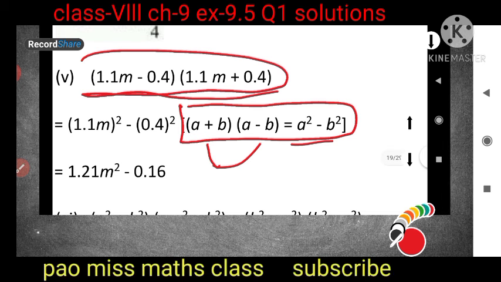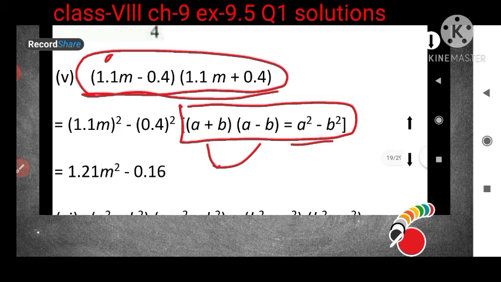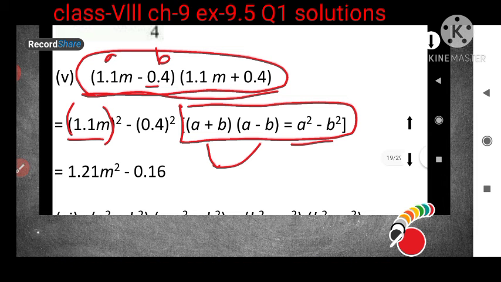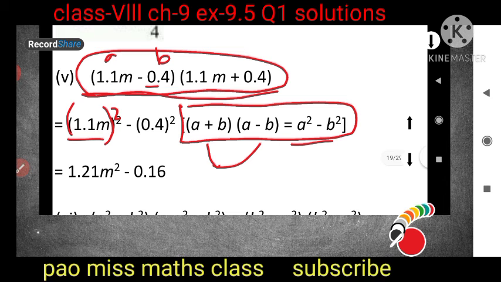So this is equal to a, and this part is equal to b. So a means 1.1 m, whole square. This square is for both the terms, so you have to put it inside the bracket, whole square. Then again 0.4 square, that is 0.4 whole square.